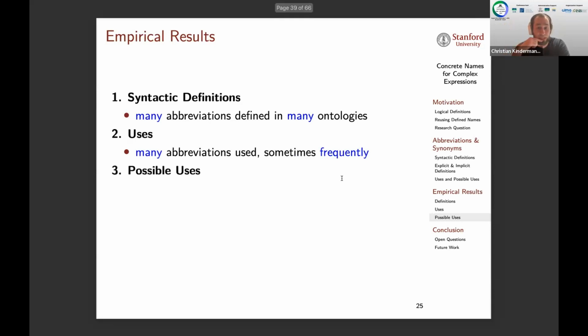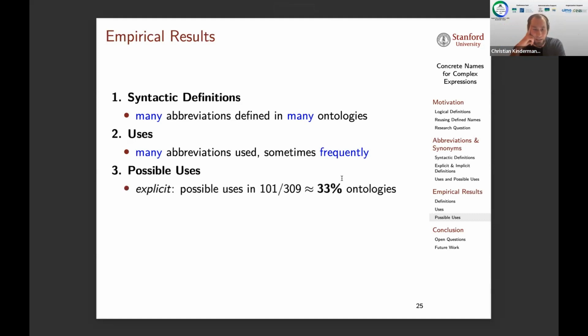All right, and this brings me to my last question, which is the possible use. So just as a reminder, a possible use is an occurrence of a complex class expression that is equivalent to a named class, meaning we could replace the complex class expression with a named class in the ontology. And here I found that in about 33% of ontologies that explicitly define abbreviations, there are some possible uses. And this is quite interesting because the other 66% of ontologies do not give rise to possible uses.